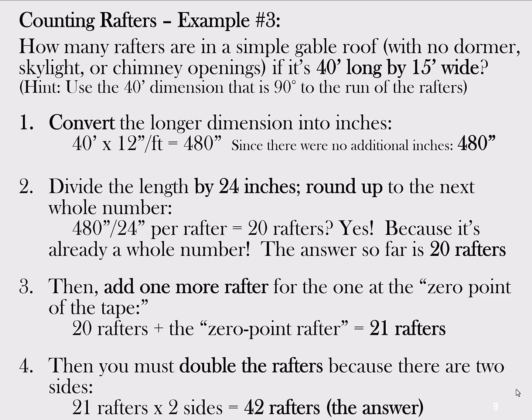So that's all there is to this. It's not really too complicated once you get the system down. You convert to inches, you divide by the spacing, whatever it is, 16 inches or 24 inches, and then you round it up if needed, and then you add 1 for the 0 point, rafter, joist, stud. But if it is a rafter, then there's 2 sides, so you have to double it. Okay, so that's enough to work from there.